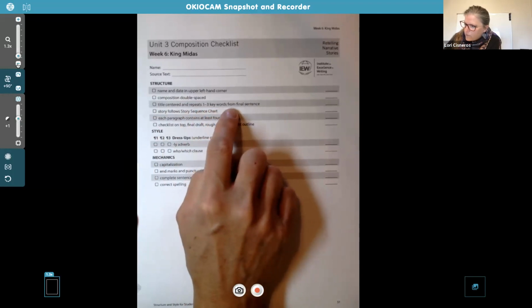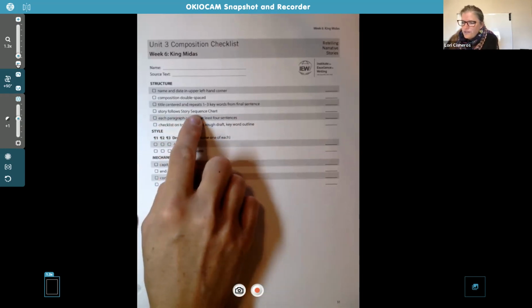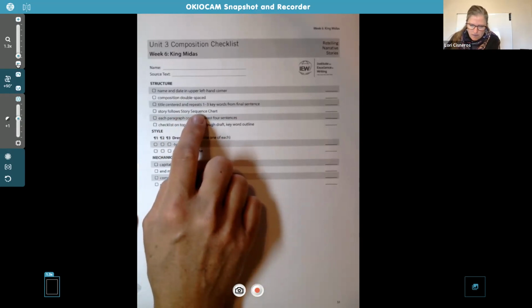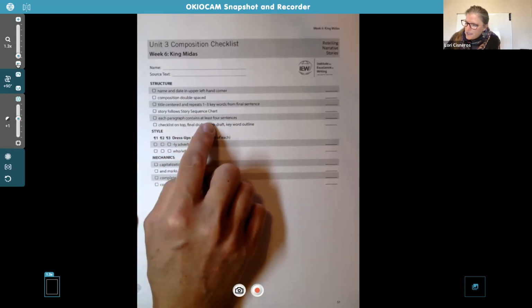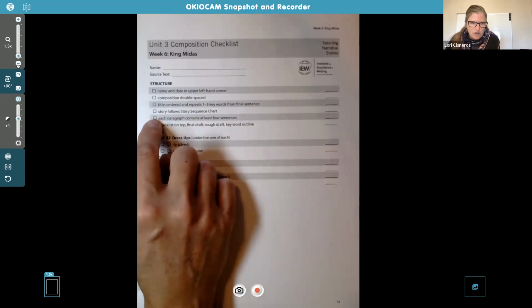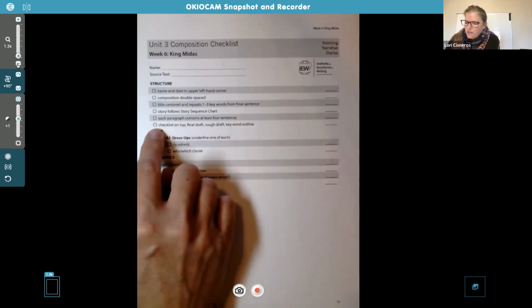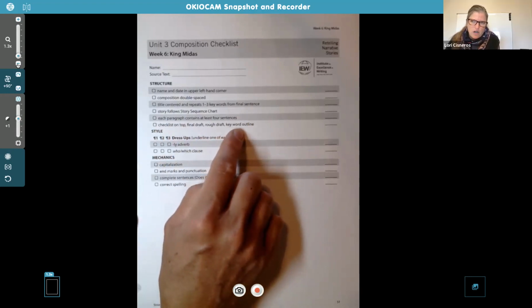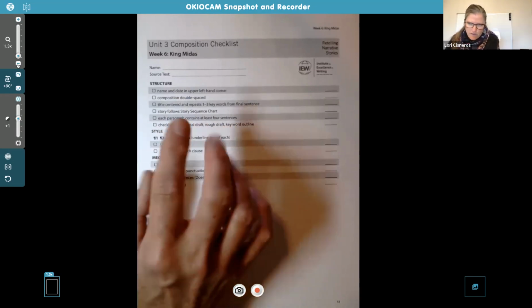It says 1 to 3 keywords from your final sentence are going to be in your title. Story follows story sequence chart. That's what we made today, your story sequence chart. Each paragraph contains at least 4 sentences. So check that. And when you see that you have 4 sentences in each one of your paragraphs, you could put a little check mark right there inside that box. And then this one right here, you don't have to worry about that because you're turning it in on Google Classroom. So you don't have to worry about putting the checklist on top and the final draft and the rough draft.